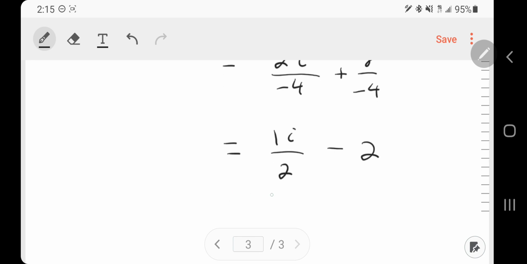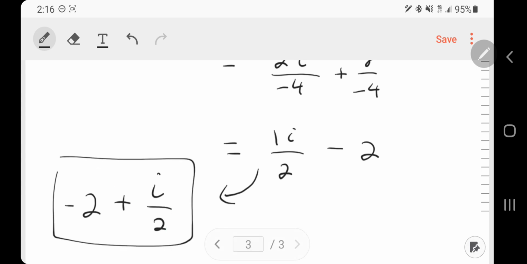Again, if you'd like to rewrite this in complex number form using the real part first and then the imaginary part after, it would be negative 2 plus 1i over 2, or really just i over 2. And there's your final answer.